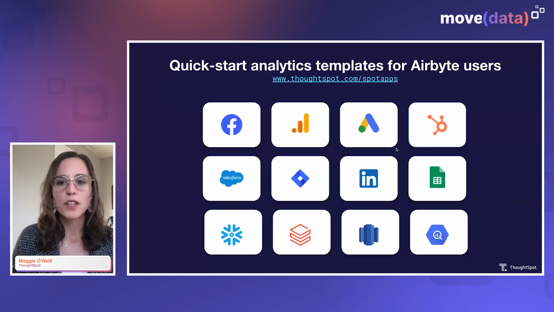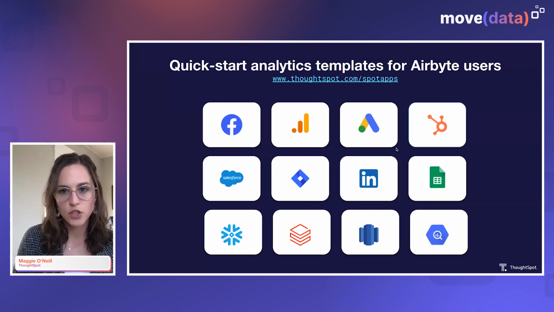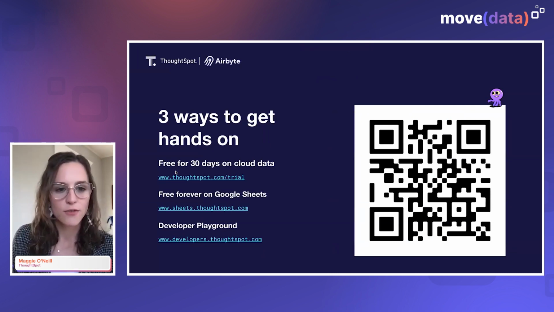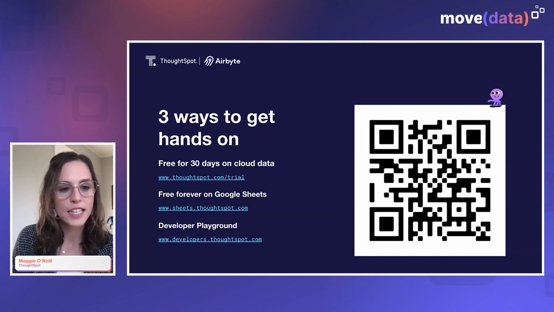We do have a whole bunch of quick start analytics templates, just like the one that I just showed you, available for Airbyte users to go ahead and test out. You can see a selection of those here. And then we offer 3 ways to get hands-on right away. So you can try ThoughtSpot free for 30 days. All of those Spot apps that I just showed are available in the free trial. It's free forever on Google Sheets. If you've got Google Sheets data that you want to go ahead, search, explore, and we also have a developer playground that you can go ahead and check out.